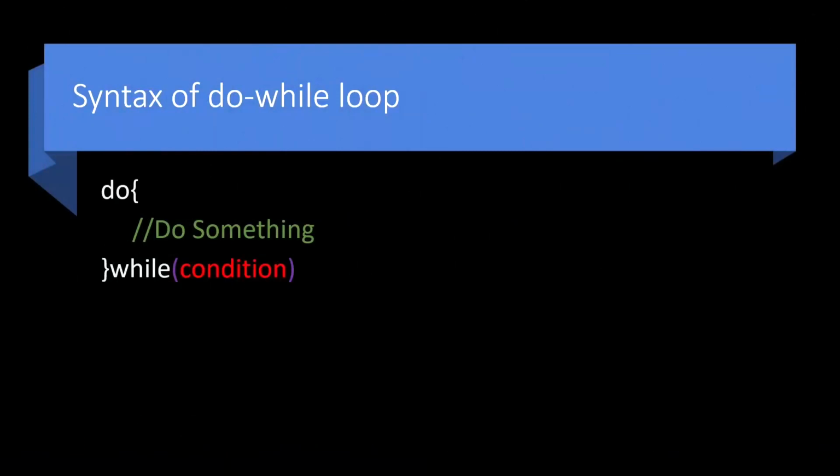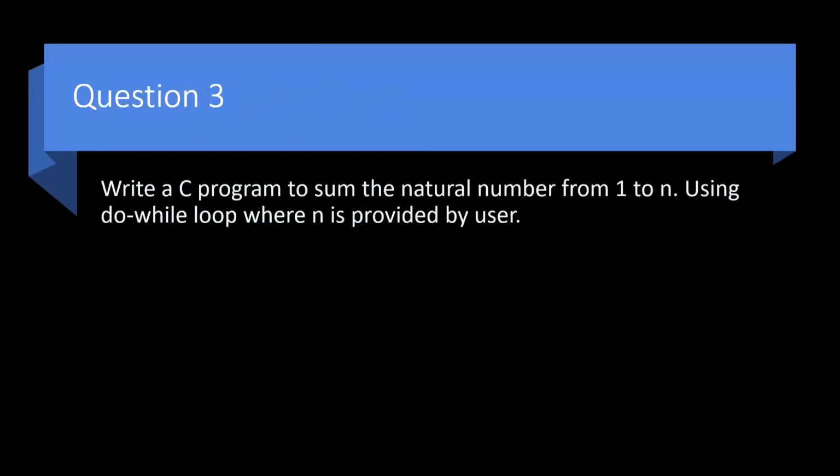Okay, now let's understand the do while loop, in which we first provide the do keyword and after that we provide the code here, and here we provide the while keyword and after that we provide the condition. Now let's understand with a question. Here we have to write a program to sum the natural numbers from 1 to n, where n is provided by the user, and we have to apply a do while loop.